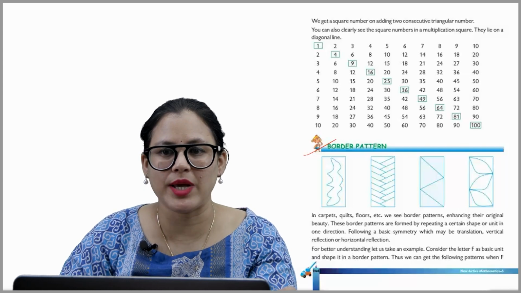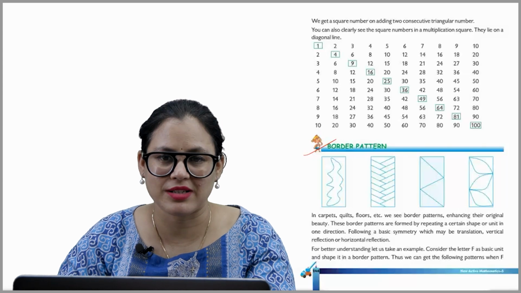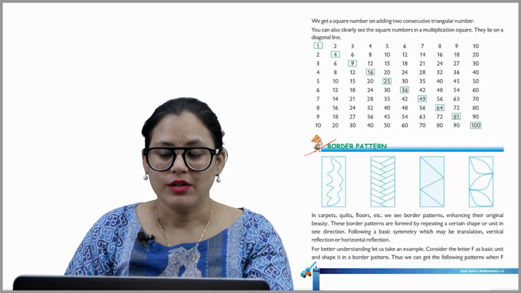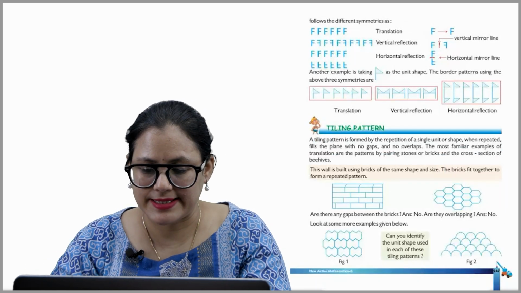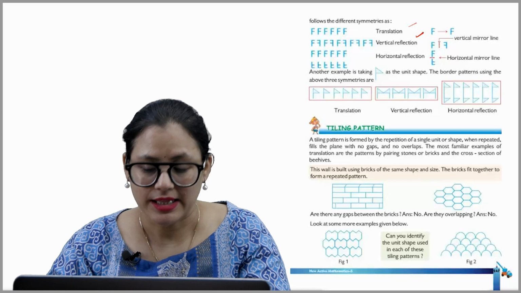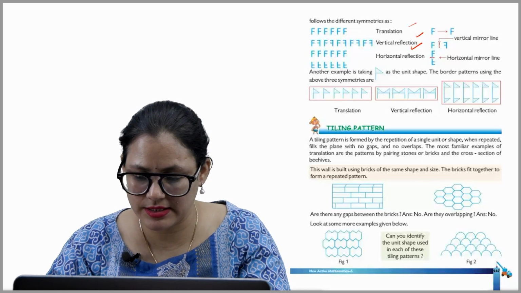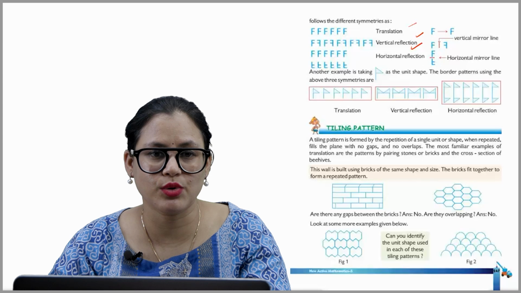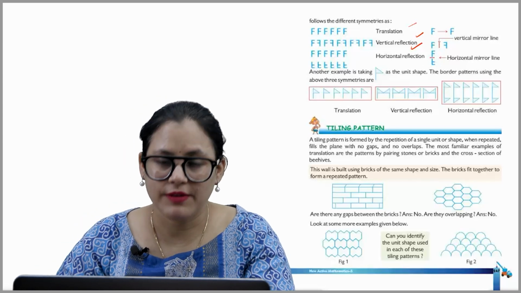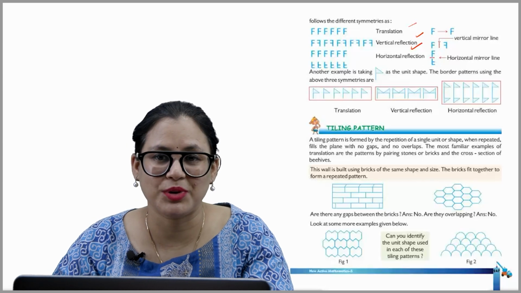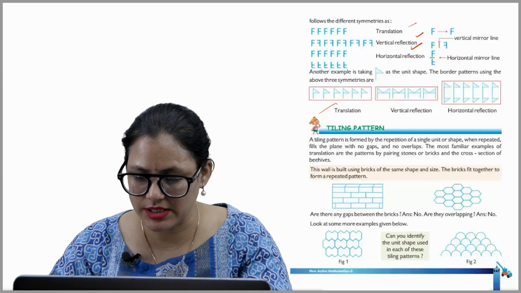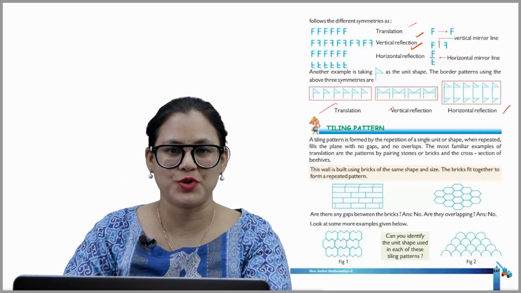Consider the letter F as the basic unit and shape it in a border pattern. Thus we can get the following patterns when F follows the different symmetries. This is a translation and this is vertical reflection. This pattern is horizontal reflection and this is also horizontal reflection, right? Another example is taking a flag or this shape as the unit shape. The border patterns using the above three symmetries are, this is translation, vertical reflection and horizontal reflection, right?